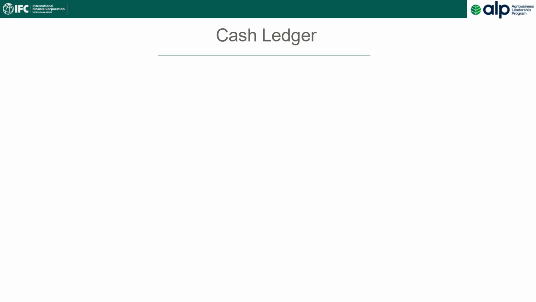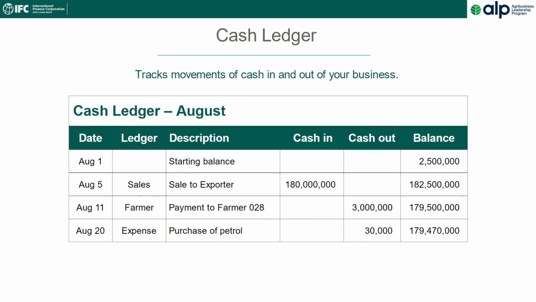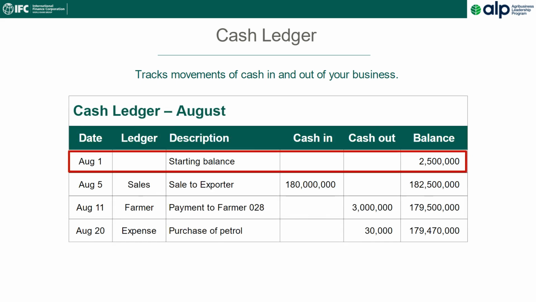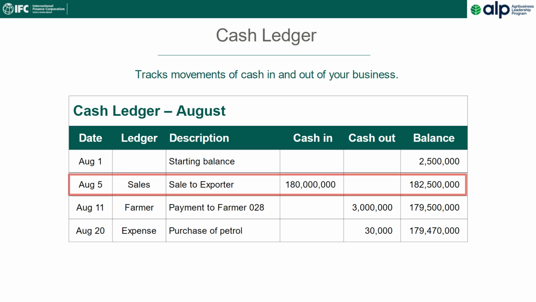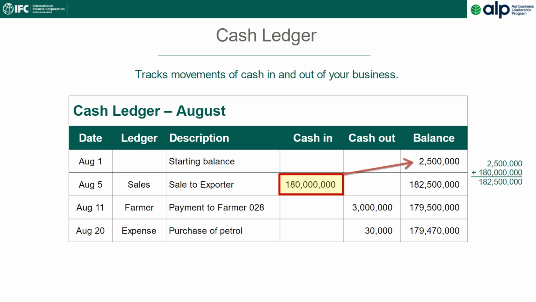A cash ledger is used to track movements of cash in and out of your business so that you know your cash balance. In the example on the screen, the first line of the ledger shows the starting balance for the month. The sale to the customer is a cash-in transaction, and the amount is added to the balance on the previous line to obtain the current balance.